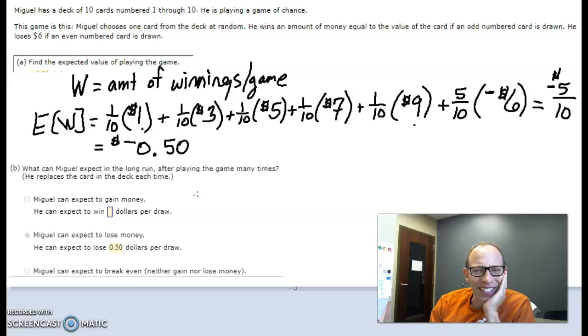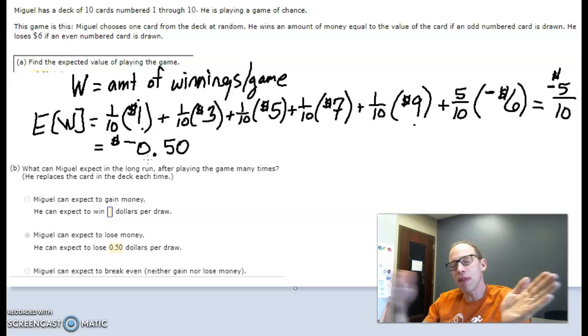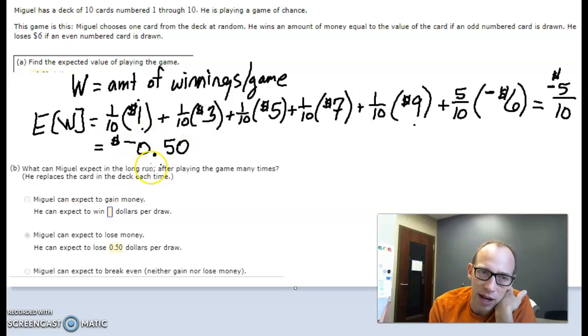Now, the funny thing is, notice it's impossible for him to lose 50 cents on a single game, right? Because that's not even one of our possible payouts. They're all either positive 1, 3, 5, 7, 9 or a -6. So what does this actually mean? It means if he plays the game many, many times, on average, he's going to lose 50 cents per time. Now he might play it 3 times and win $27. That'd be the max. Or he might play it 3 times and lose $18, or something in between. But if you take many, many, many times and then divide by the number of times he played, on average, he's going to come out -50 cents.